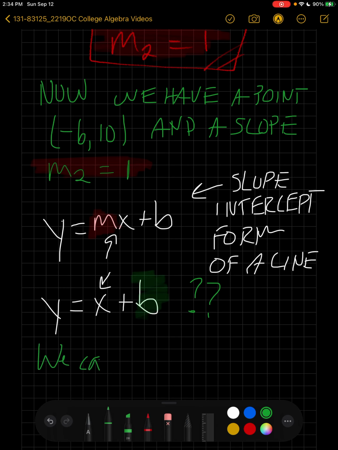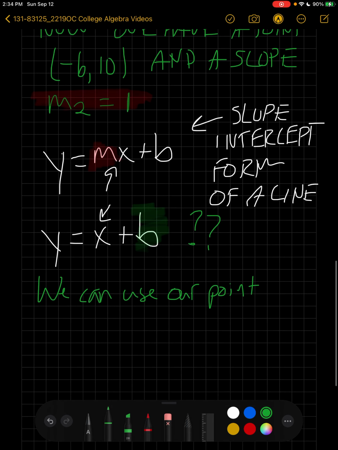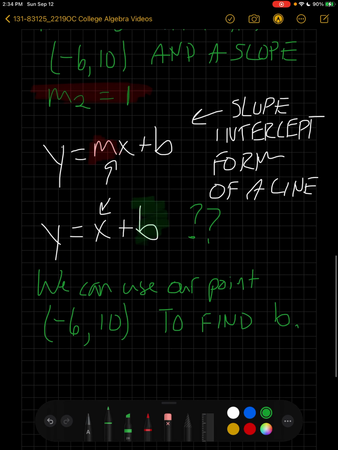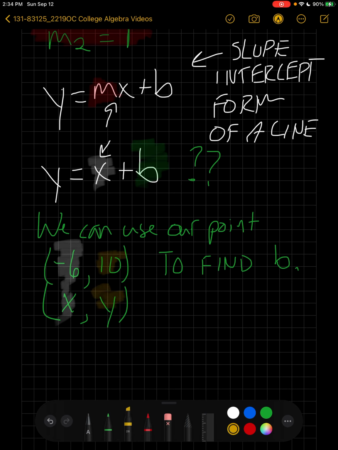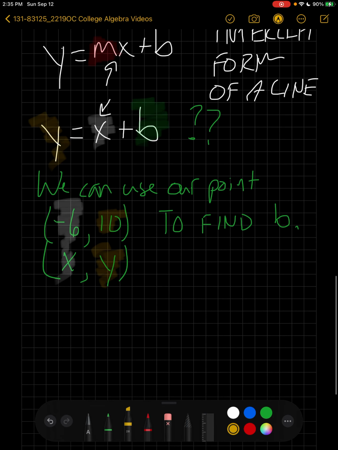This is where we will use our point. We can use our point negative 6, 10 to find b. Remember here that negative 6 is our x value and 10 is our y value. So we can actually plug that into our equation and then we'll be able to solve for b. So here we have a value x, that's going to be our negative 6. And then here we have our value of 10, and that's going to be our value for y.